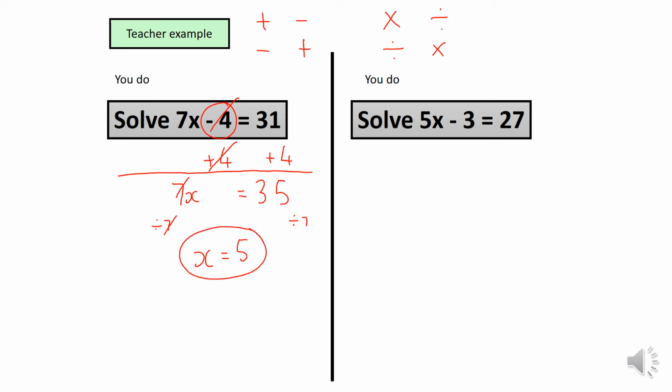Now what you can do is get the 5 and substitute it back into the question. So in other words, 7 times 5 minus 4 equals 31. So 7 times 5 is 35, take away 4 is 31. And what I want you to do now is attempt this question and pause the video.